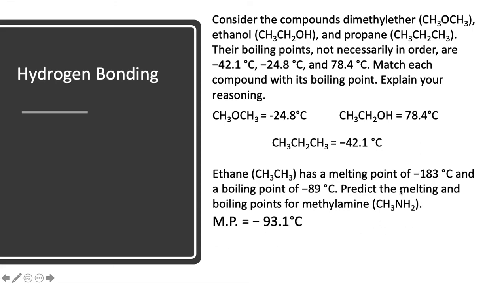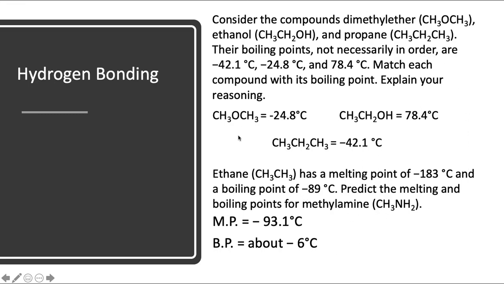The melting point for methylamine is minus 93.1 Celsius compared to minus 183 for ethane. And here's the boiling point, about minus 6 Celsius versus minus 89 Celsius. And that's because methylamine has hydrogen bonding, whereas ethane only has London dispersion forces and nothing else.